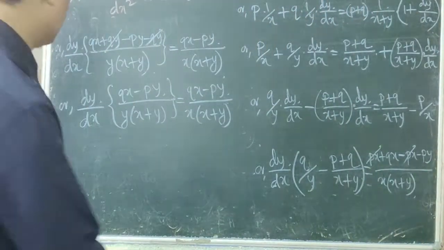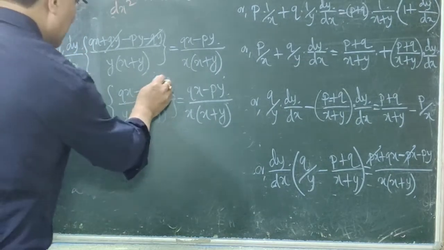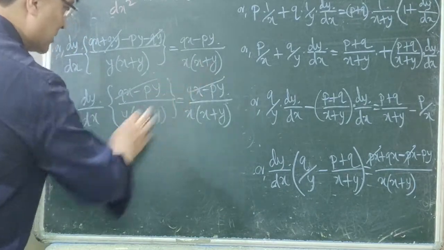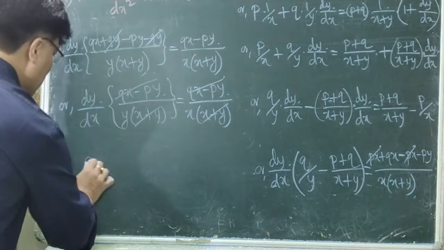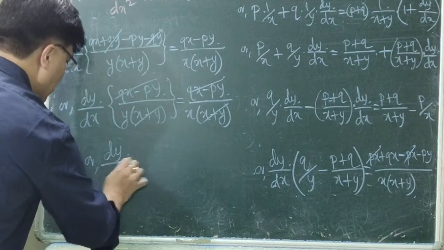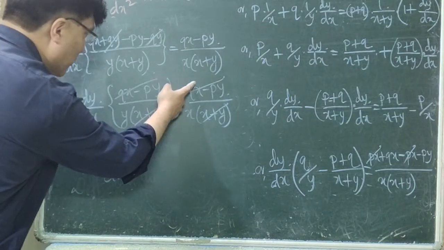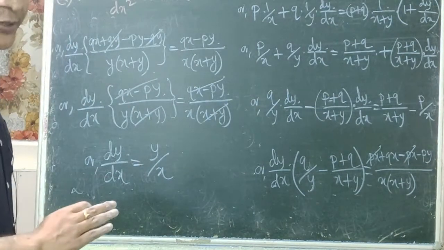So now here you can cancel the similar terms in the numerator from both the sides. Qx minus py will be cancelled, isn't it? They are common terms, you can cancel them from both the sides. Here also x plus y gets cancelled. So what do we get? So dy by dx. What is the value for dy by dx? Cross multiply by y here, y ones are y divided by x. I think you have understood it.